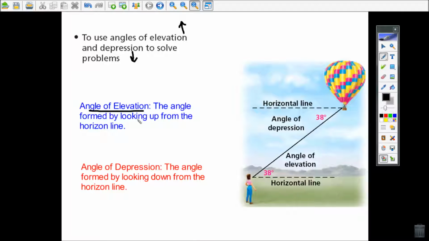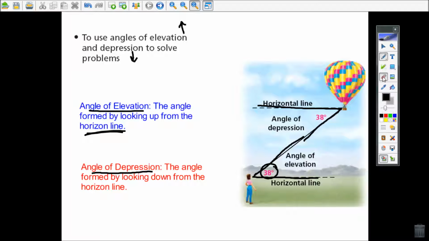So angle of elevation is the angle formed by looking up from a horizontal line. The key thing is you need to have a horizontal line in order to have any angle of elevation or depression. So your horizontal line's here, you're looking up, 38 degrees is your angle of elevation. Angle of depression is formed by looking down or going downward, but again, you have a horizontal line. You have to have a horizontal line and then your angle going down. So that would be your angle of depression.